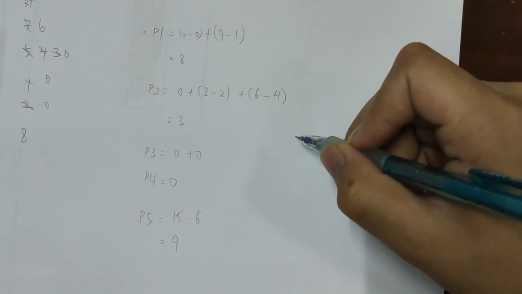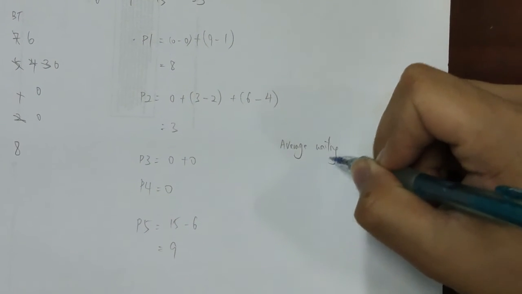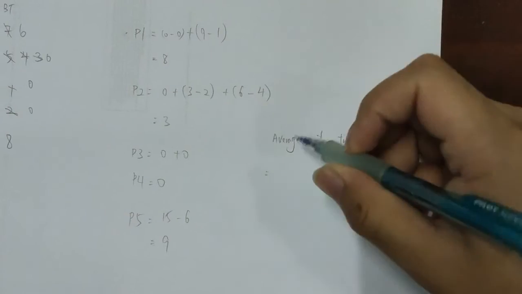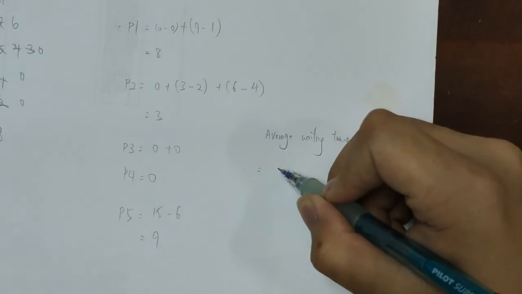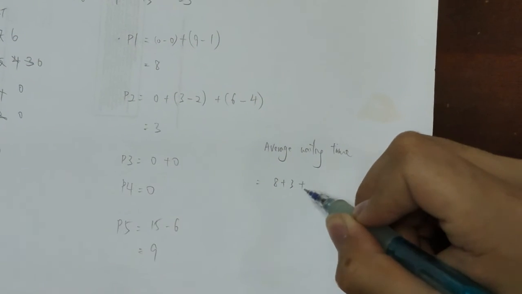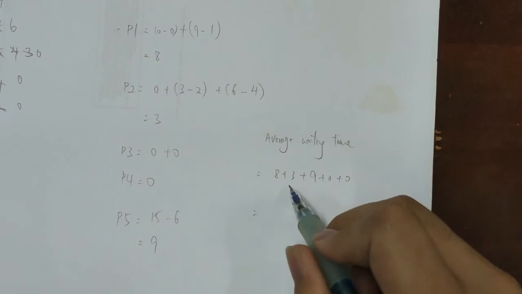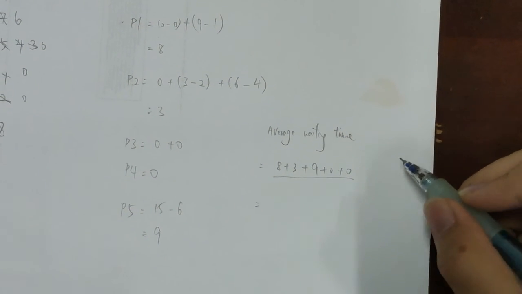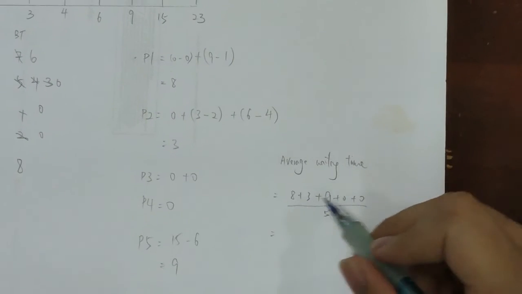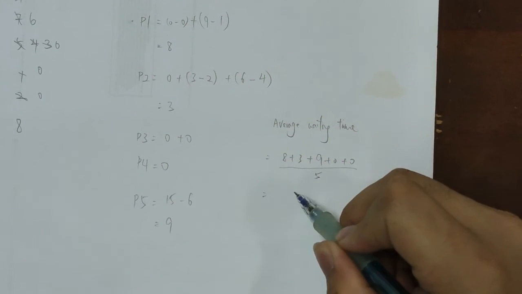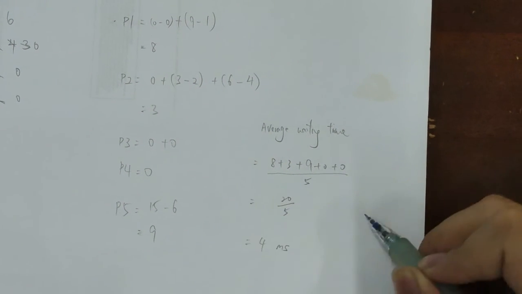So these are their waiting times. We need to count the average waiting time. We take the sum of these 5 and divide by the number of processes, 5. So 20 divided by 5 becomes 4 milliseconds. Done.